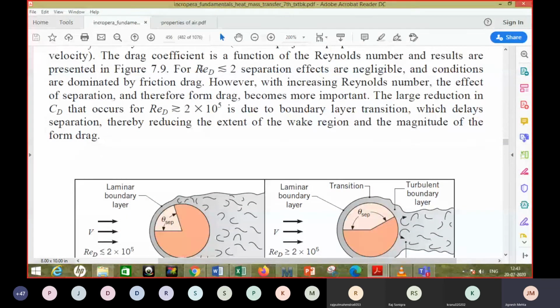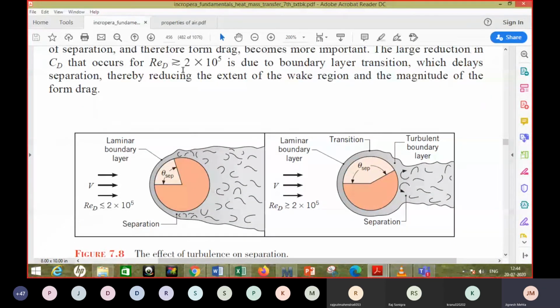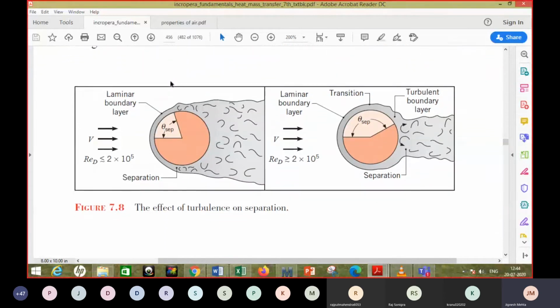It tells that if the Reynolds number is less than 2, then the separation is almost not seen, but at higher Reynolds number, you see the separation. And the critical Reynolds number in case of flow over a cylinder is 2 into 10 raised to 5. It was 5 into 10 raised to 5 in case of flow over a flat plate, but here it is 2 into 10 raised to 5. Now, what is the difference between the separation taking place in case of lower velocities and in case of higher velocities? This is what you can see if you are able to visualize the flow.